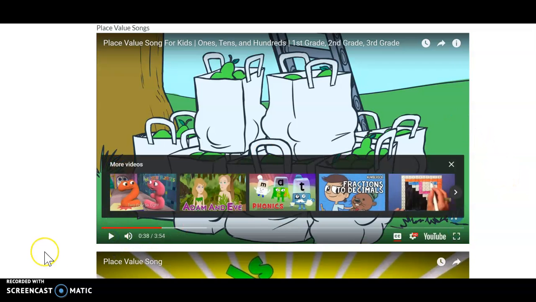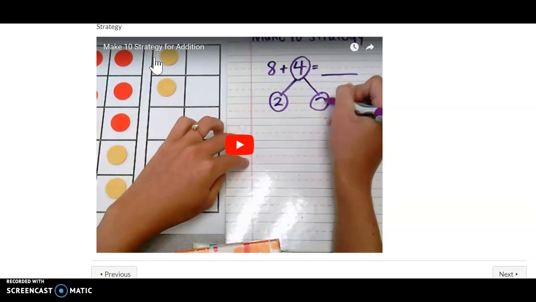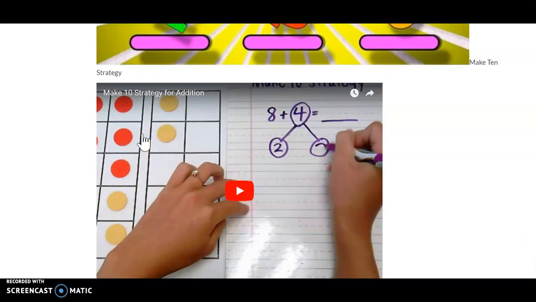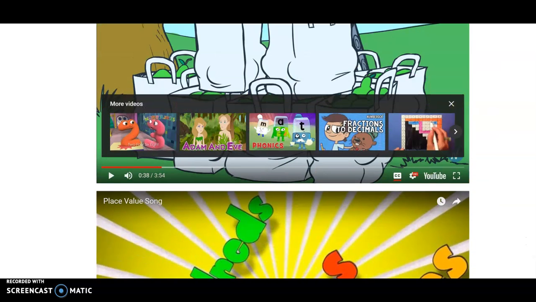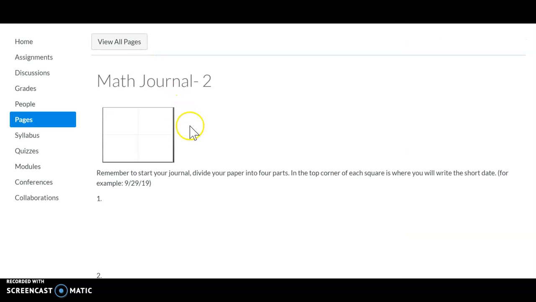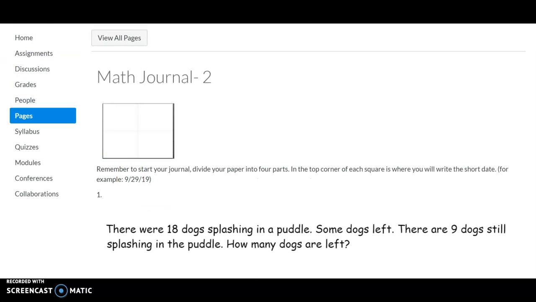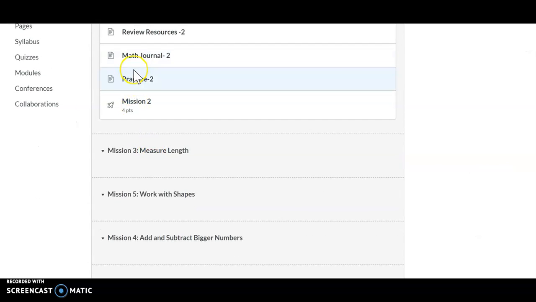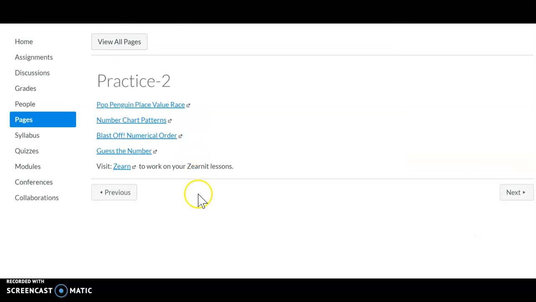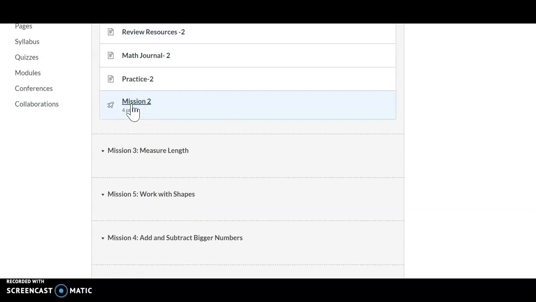Okay, so that's an example of some of the songs, and then there's more. There's also the making 10 strategy for addition. This is a hard concept for first graders, so if they need to review that, it's also covered in this topic. And then, of course, they have another set of 4 journals to complete, just like before. They have practice websites that they can go to. And then they would complete the quiz on mission 2.